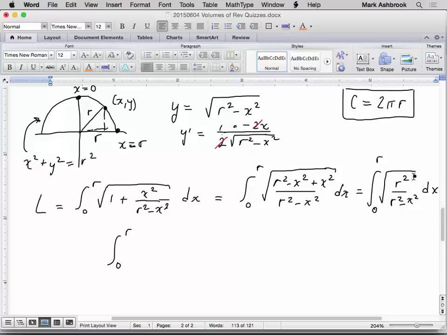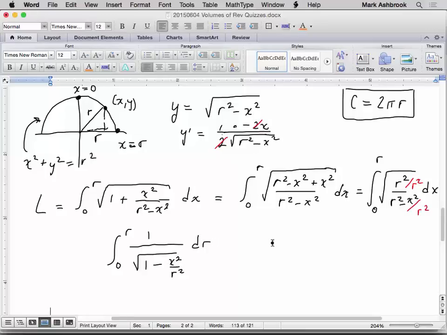What we want to do is divide top and bottom by r squared and make this a 1. Okay, that's what we want. We want a 1 there. So we're going to divide the top and bottom by r squared. Okay, so why do we do that? Because it works. So we're going to divide both top and bottom by r squared. So we're going to get 1 over the square root of 1 minus x squared over r squared.